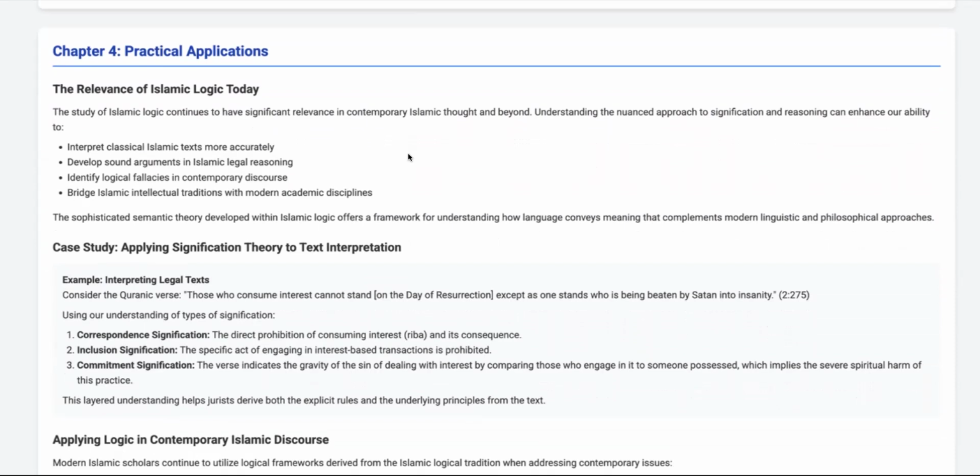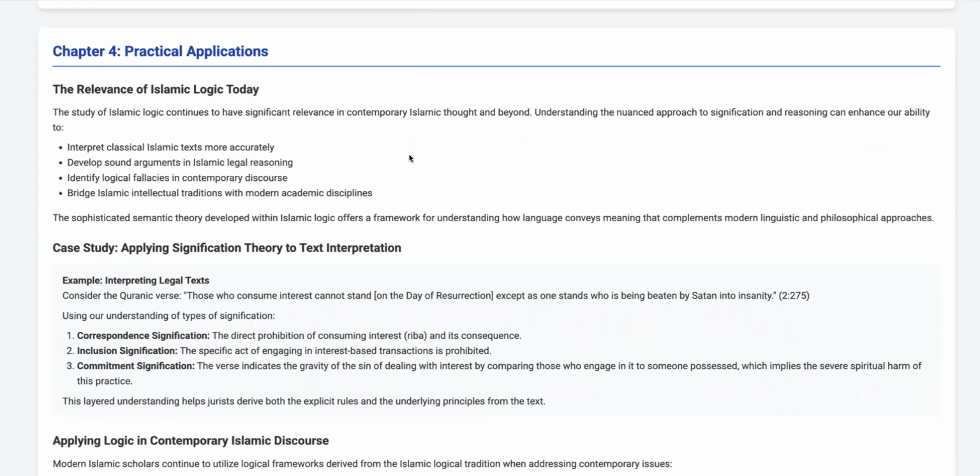Let's talk quickly about practical applications of this. So, the relevance of Islamic logic for today. The study of Islamic logic continues to have significant relevance in contemporary Islamic studies and thought, especially in the academy, what we say is the Eastern Academy, the Ancient Academy, but even the contemporary academy within the Muslim world. Understanding the nuanced approach to signification and reasoning can enhance your ability to interpret classical Islamic texts more accurately.